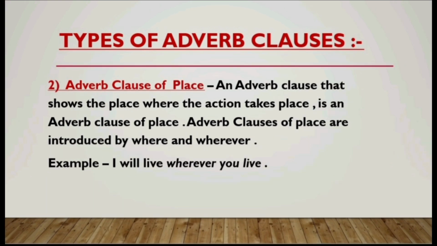The second type of adverb clause is adverb clause of place. An adverb clause that shows the place where the action takes place is an adverb clause of place. So basically an adverb clause of place tells us about the place where the action took place. In adverb clause of time we read that it tells the time when the action takes place, but here an adverb clause of place tells us where the action takes place.